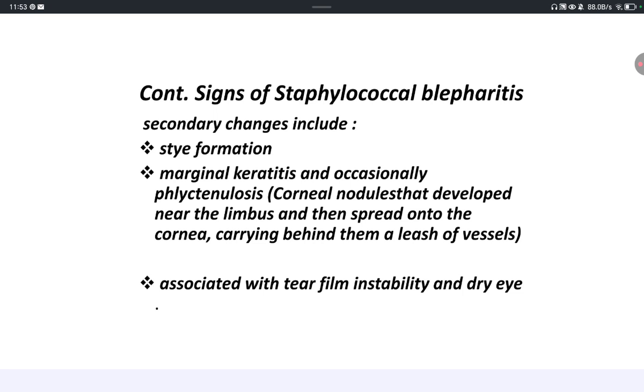Phlyctenulosis can also occur. This is the corneal nodule that develops near the limbus and then spreads into the cornea, carrying behind it a lens of vessels. Next, it is associated with tear film instability and dry eyes.